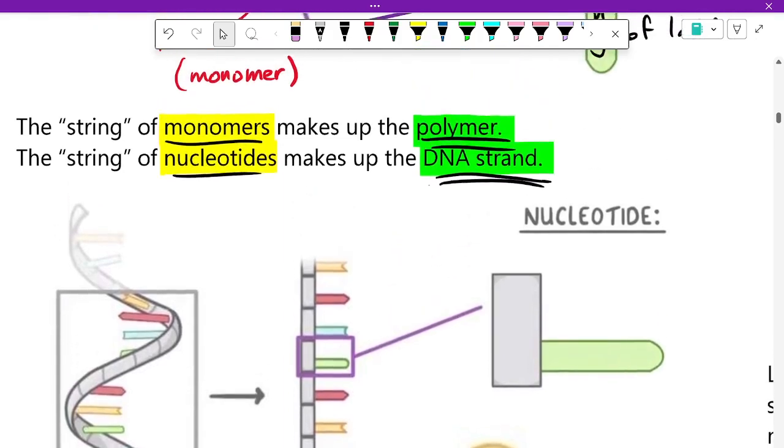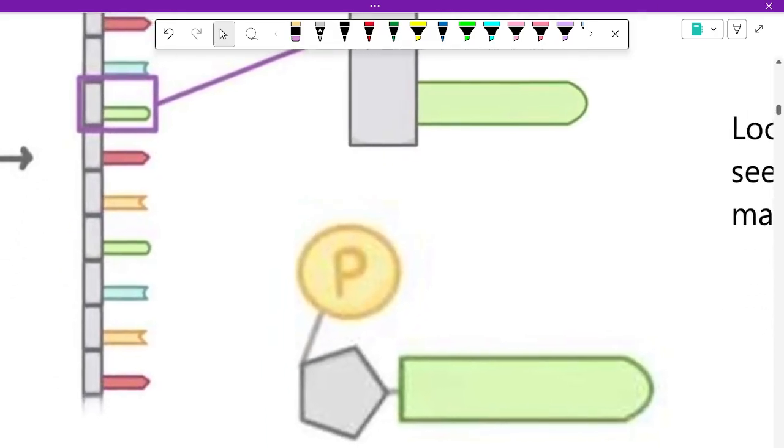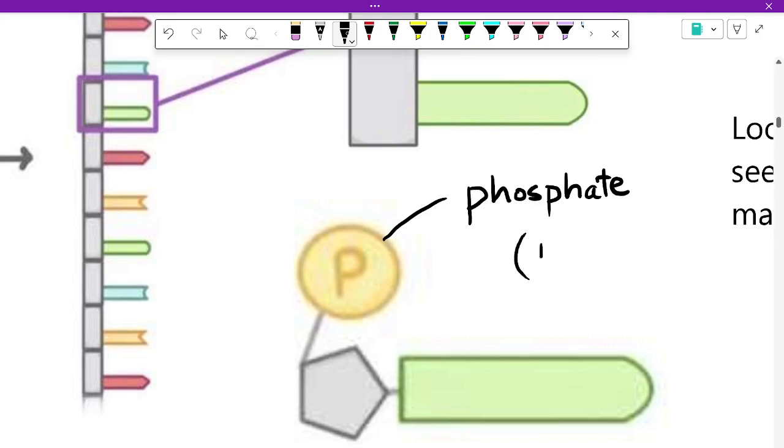Now this nucleotide here, this one, is simplified. Okay, we're going to unsimplify it a little bit. It's not really just a gray block. It's actually a P, which is a phosphate. Do you guys remember phosphate? If you don't remember, you don't need to know it for this unit in particular, but it was PO4 3-.